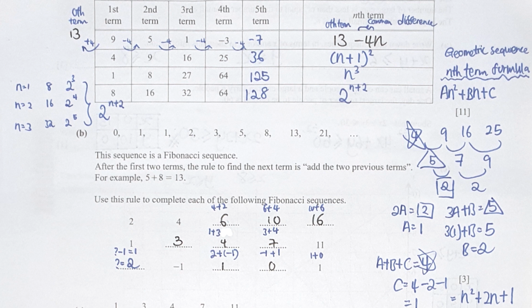Question 10a. For the first sequence there, 9, 5, 1, negative 3, this one is actually an arithmetic sequence, in which each term has the same common difference, which is negative 4. So your fifth term will automatically turn out to be negative 7. To construct the nth term equation, after obtaining the common difference, you are required to identify the zero term. For the zero term, you take the first term and add 4 to it, then you get 13. So your nth term will be 13 minus 4n.